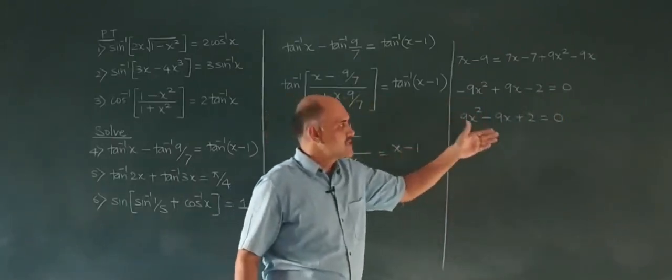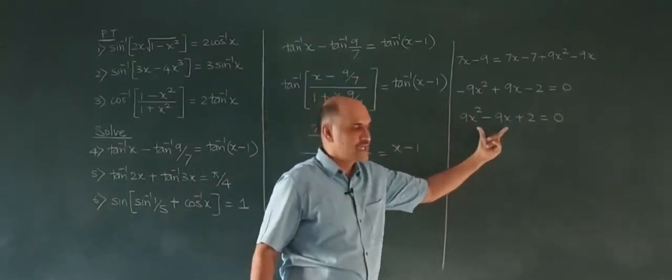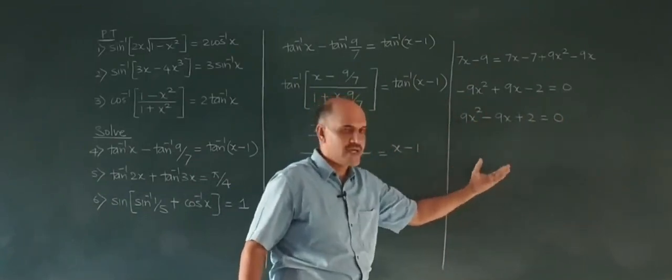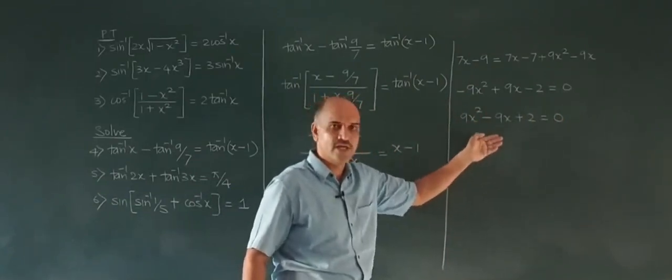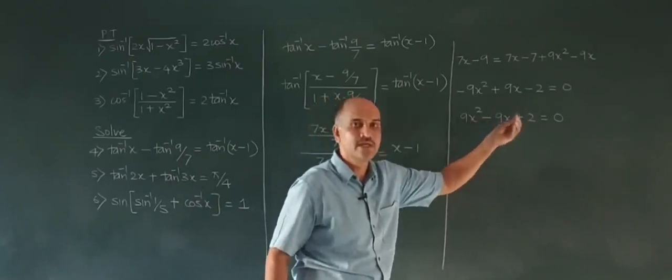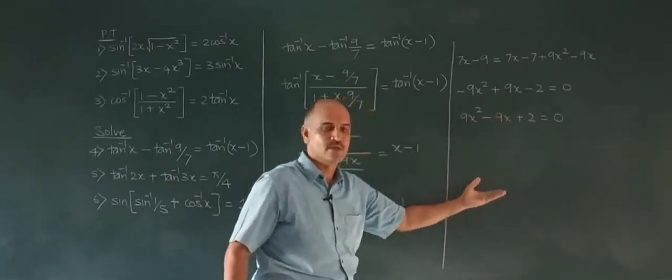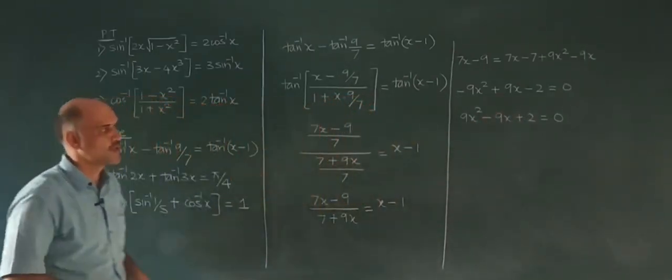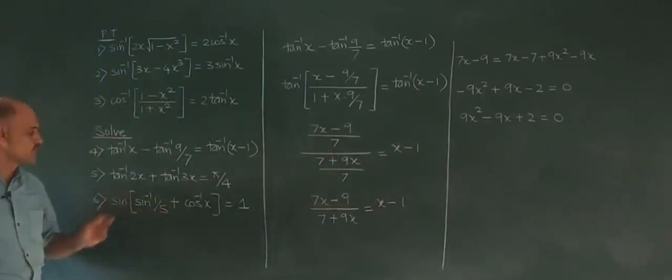Now further you can solve on your own. This is a quadratic equation. So you simplify it, you will get 2 values of x. So 9 into 2, 18. You simplify, factorize it, you will get the answer. So you can pause and solve it. Then we will go for the 5th one.